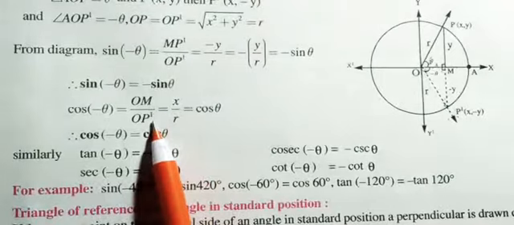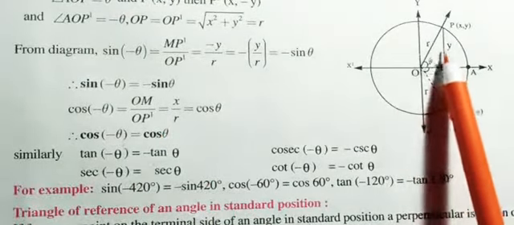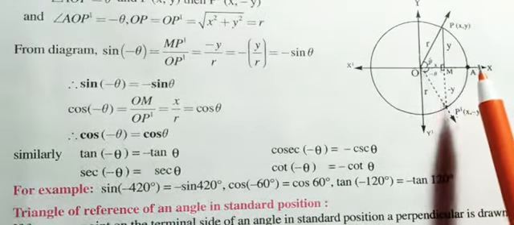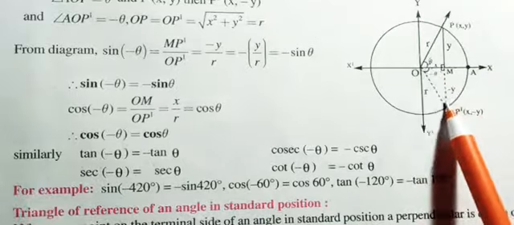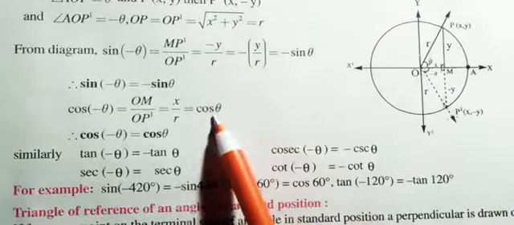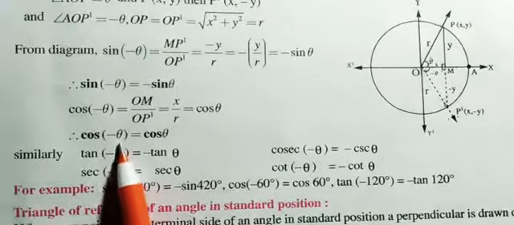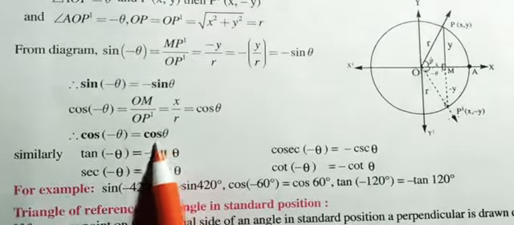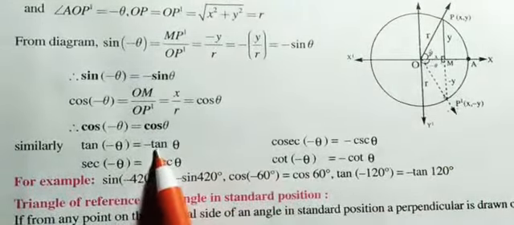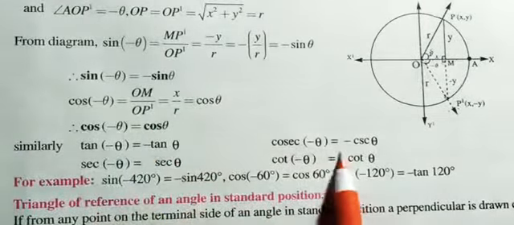OM by OP1. OM is positive x, so x by r, that is cos theta. Here cos of minus theta is equal to cos theta, that we are getting from here. Similarly, tan of minus theta is equal to minus tan theta. Obviously, minus sine by cos is minus tan. We are getting respectively these values.